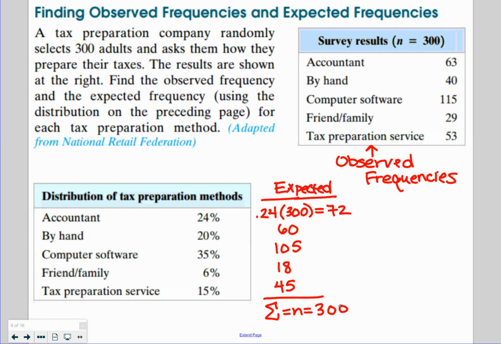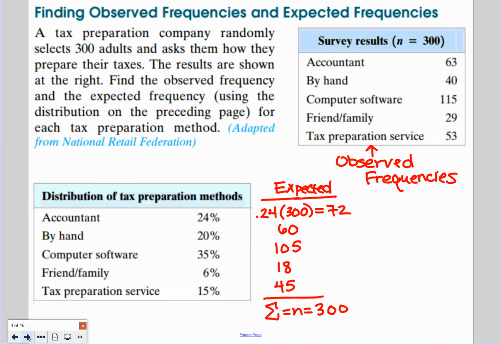Okay, so observed is what actually happened. Expected is what we expect to happen based on data prior to the experiment. And then what we're going to be doing with the goodness of fit test is we're going to see, do those observations, do those samples give us a good representation of the expectation? Do the distributions match? Yes or no?